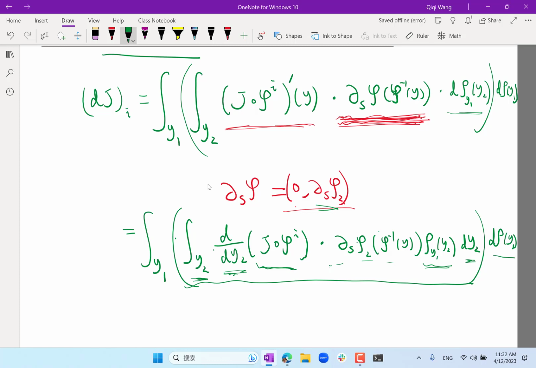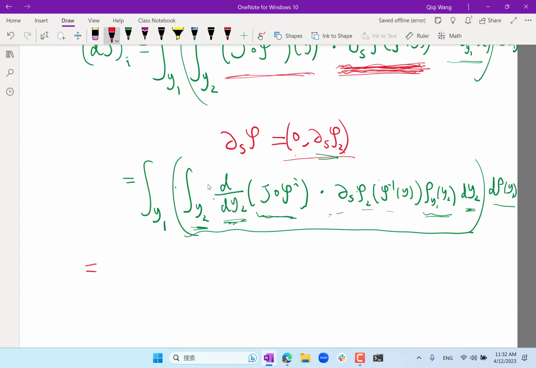Okay, so how does the integration by parts work? It works by keeping the outer integral the same, and for the inner integral, we again look at only the non-boundary terms first. In the integration over y2, we have a minus sign coming out of the integration by parts. The future objective function now gets out of the derivative, and the remaining part goes into the derivative.